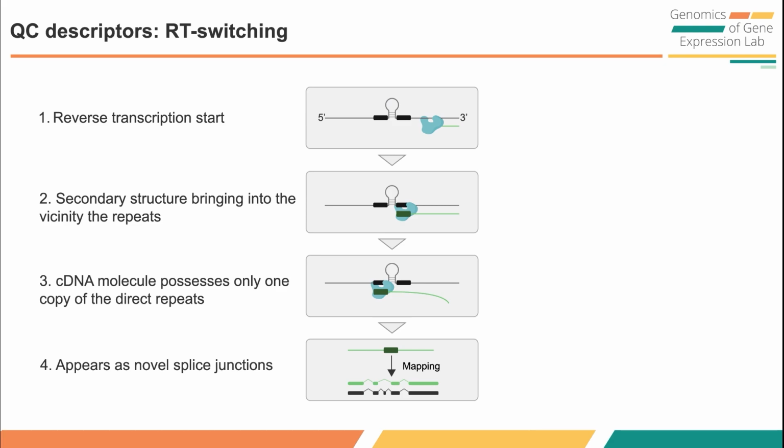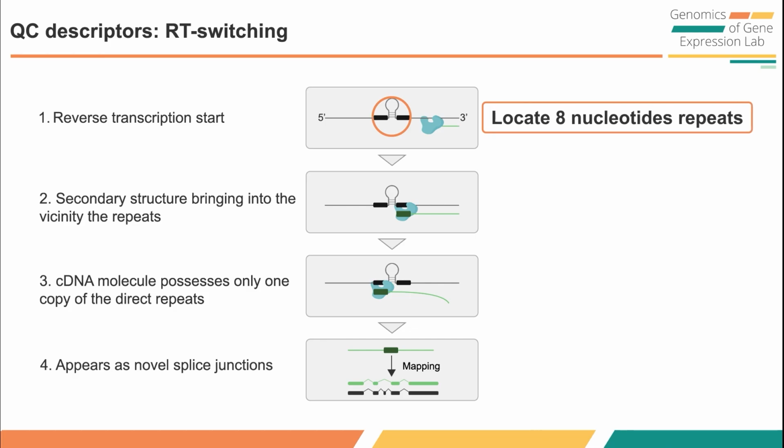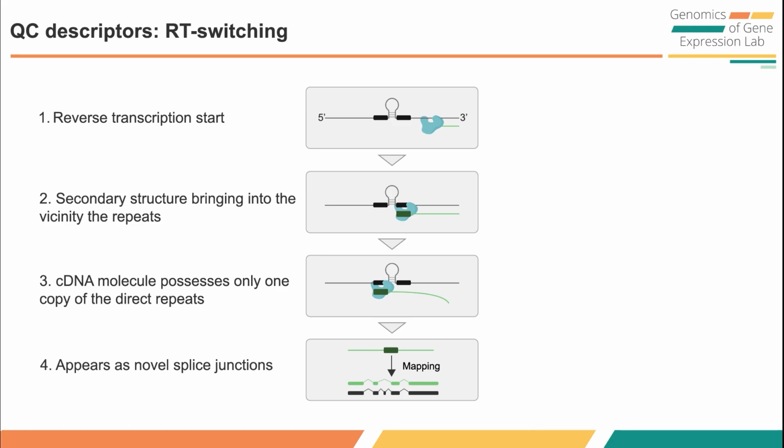SQANTI3 uses the following RT switching algorithm to decide on an RT switching artifact. The algorithm locates 8-nucleotide direct repeats, which is characteristic of reverse transcriptase switching between the upstream mRNA boundary of the non-canonical intron and the intron region adjacent to the downstream exon boundary, with a slide of 1 nucleotide upstream or downstream.